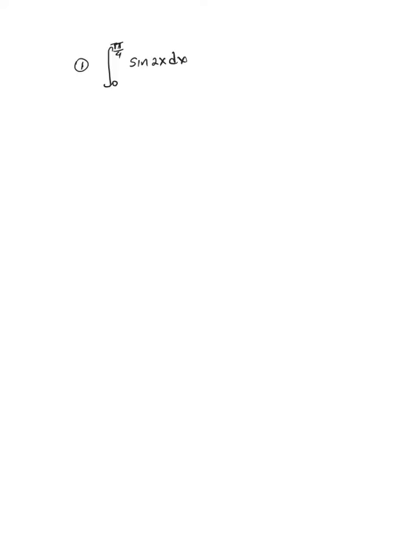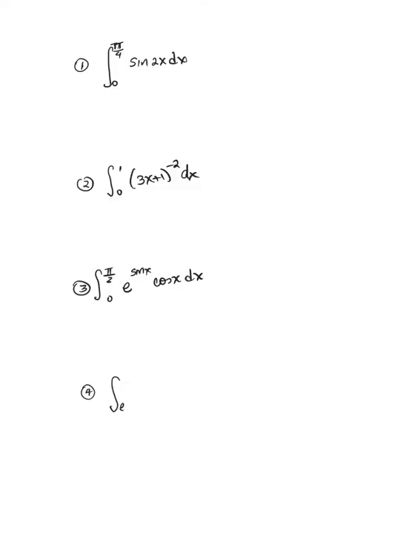Okay, the next one is the integral from 0 to 1 of (3x plus 1) to the negative 2 dx. The next one is the integral from 0 to pi over 2 of e to the sine x cos x dx. And the last one is the integral from e to e cubed of 1 over y ln of y cubed dy.